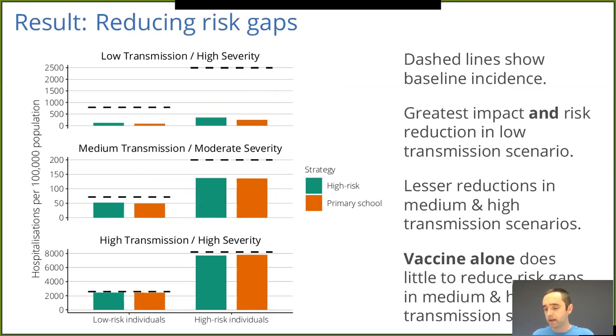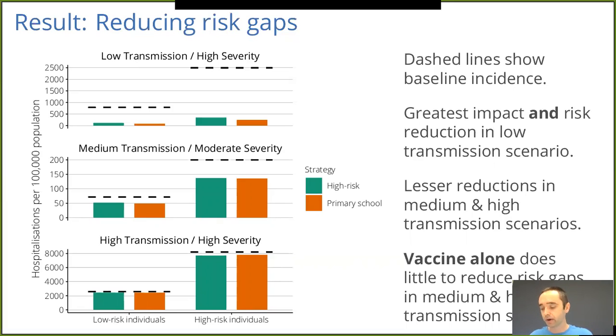Now we'll look at how many hospitalizations we can prevent in the high-risk groups as compared to the rest of the population, who we'll refer to as low-risk individuals. The y-axis here is the number of hospitalizations per 100,000 population, and the horizontal dashed lines show what these rates would be if we didn't provide any vaccine. The results for the direct protection strategy are again shown in green, and the results for the indirect protection strategy are shown in orange.